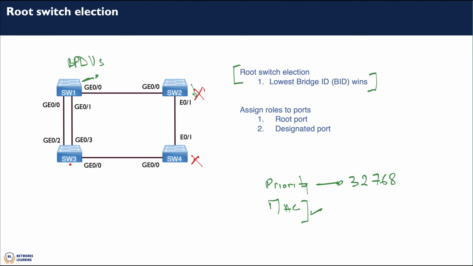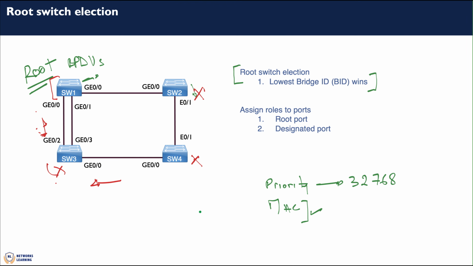Switch 3 will then receive the BPDUs sent by switch 1, either this way or via switch 4. And again, it will evaluate its own bridge ID compared to what it is receiving, and let's assume that it will see that switch 1 has the superior bridge ID. In this case, all switches will agree that switch 1 is the root bridge.